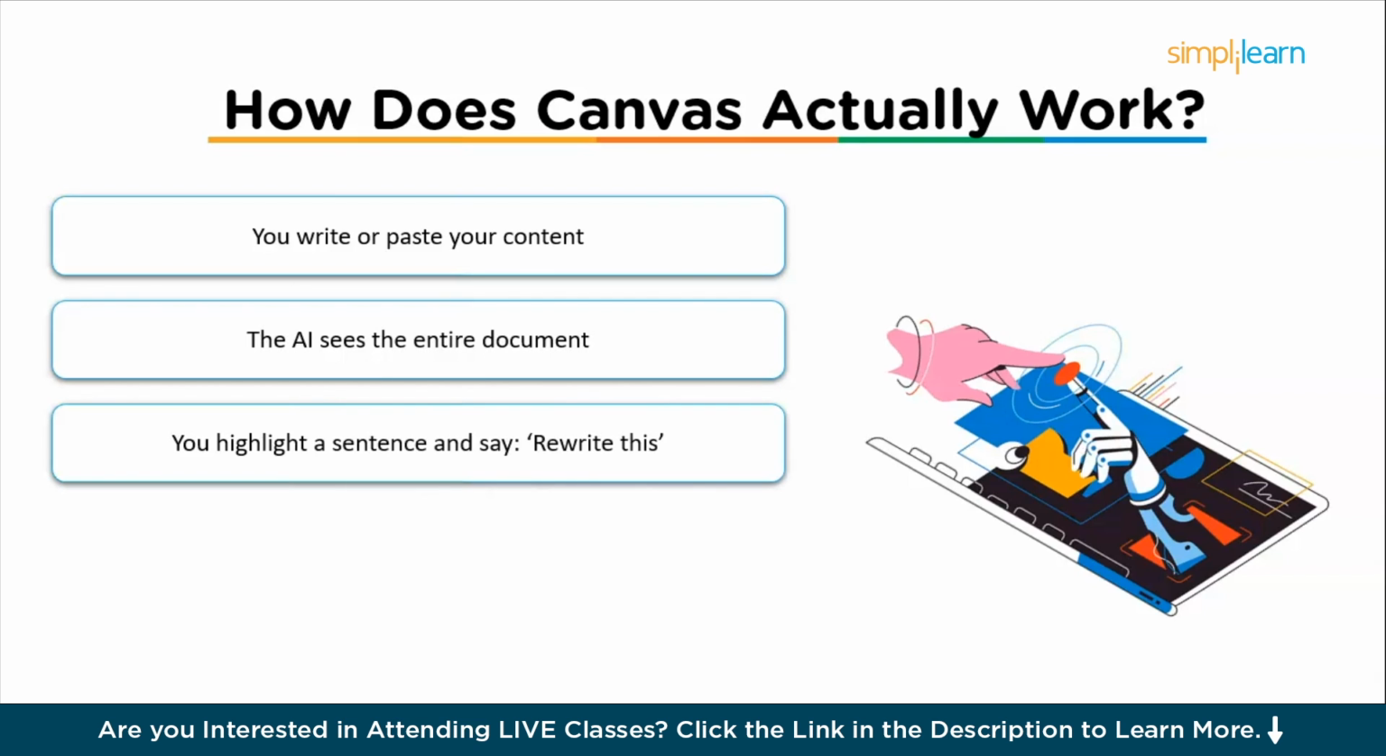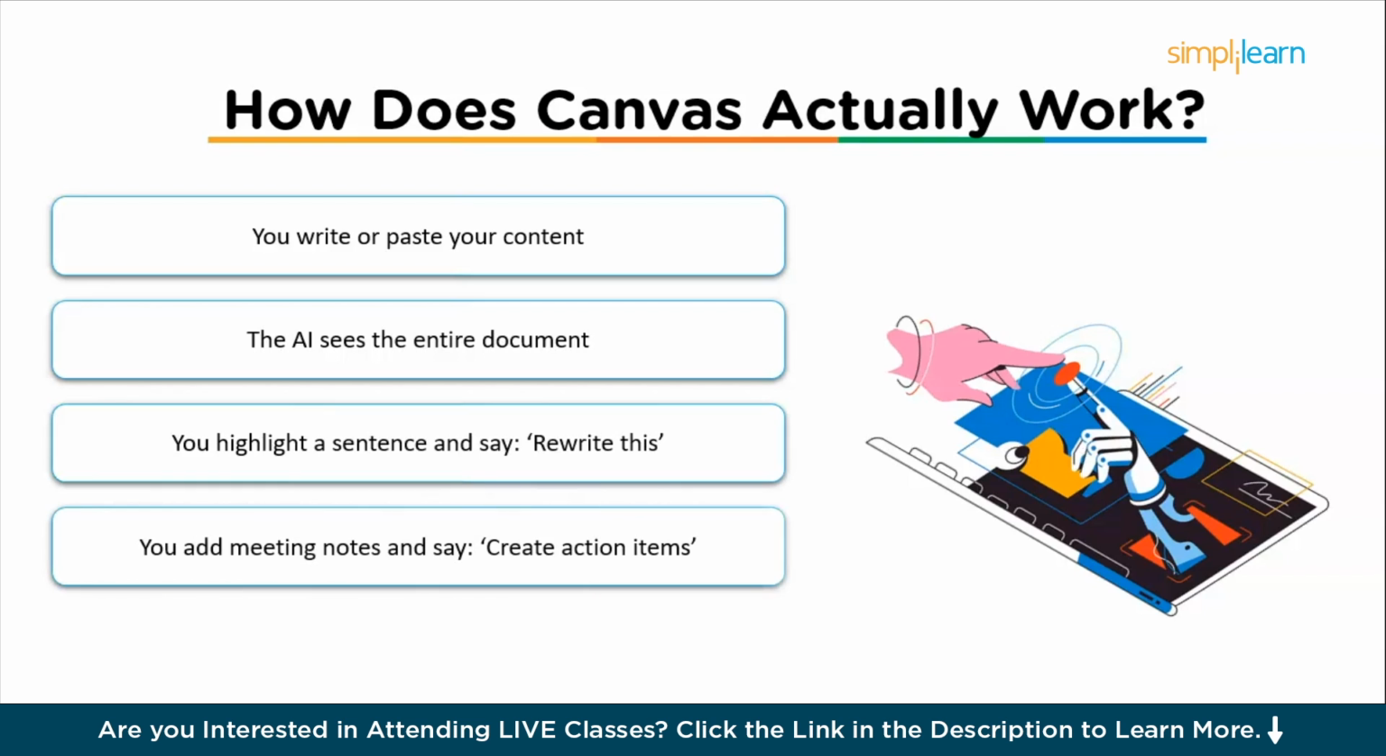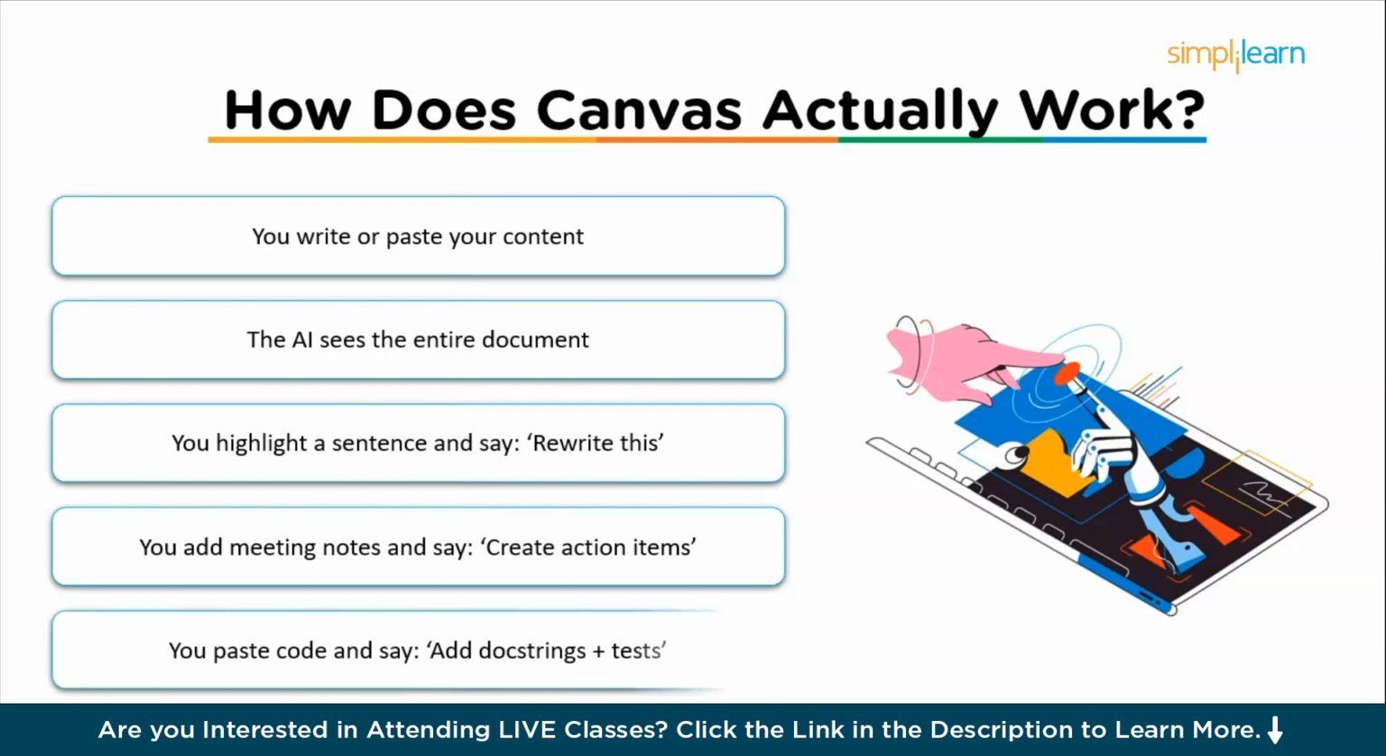Then you highlight a sentence and say, rewrite this. Then you can even add meeting notes and say, create action items. Then you paste the code and say, add docstrings plus tests. It's like having a helper who's always in the zone with you. You don't explain from scratch. You don't lose history. You just work.